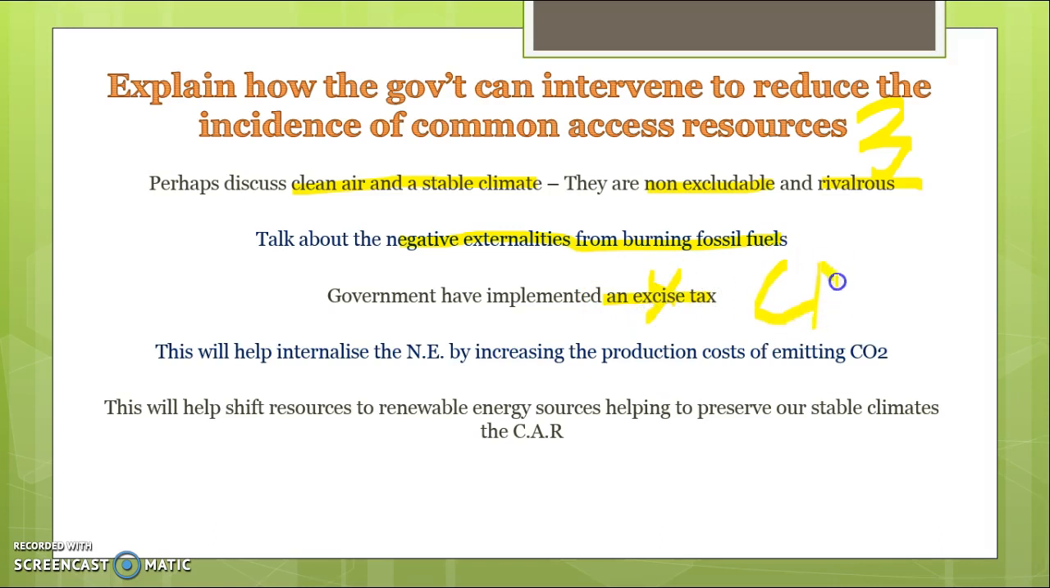So the government increased the carbon tax. This helped to internalise the negative externalities by increasing the production costs of emitting CO2, which helped to reduce the incidence of airborne diseases and higher temperatures, and therefore has helped to shift resources into renewable energy sources and help to preserve our stable climate, which is the common access resource. So if you don't think that your particular answer has enough information on common access resources, I suggest you talk about the excise tax.